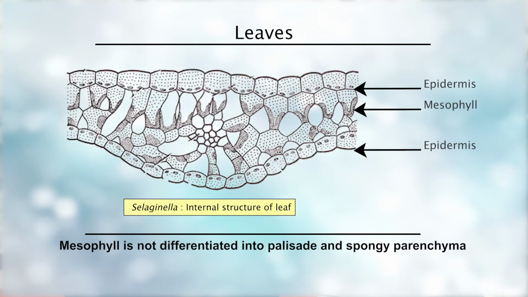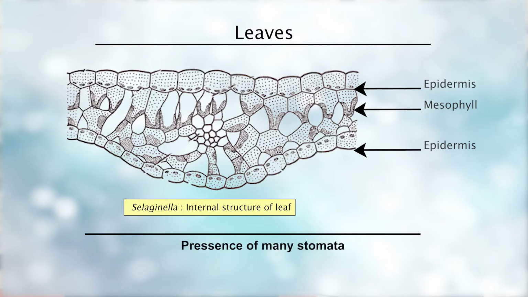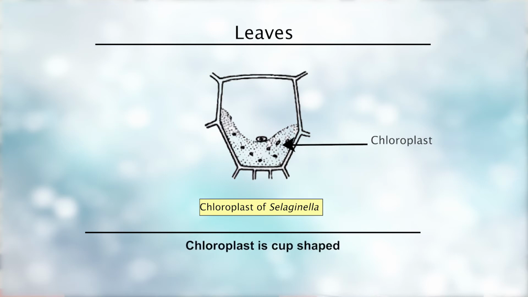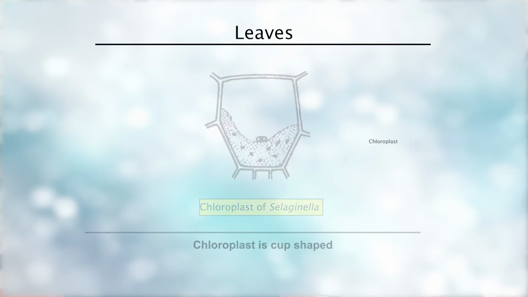In Selaginella, there is a variation. In some, the mesophyll tissue is not differentiated, but in many, we see that it is differentiated. Stomata are present on the abaxial surface, that is, the lower surface. And in this mesophyll tissue, some air cavities are seen. There is a peculiarity regarding the chloroplast present here. The chloroplast is cup-shaped. I have given a picture of the chloroplast here. This is a cup-shaped structure and inside it, some bodies are present which look like pyrenoids.